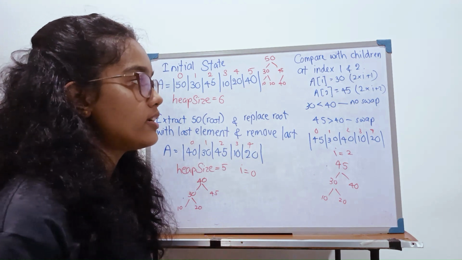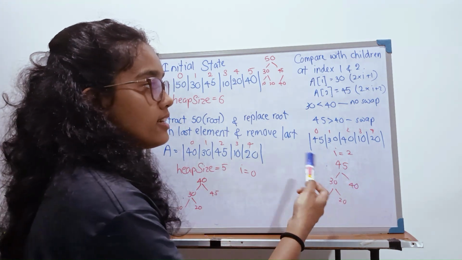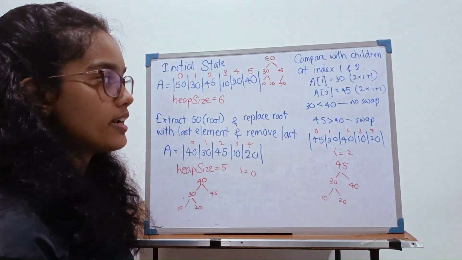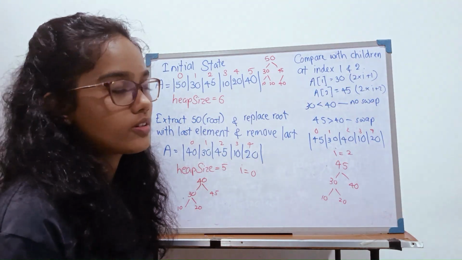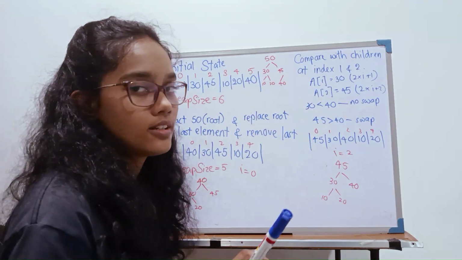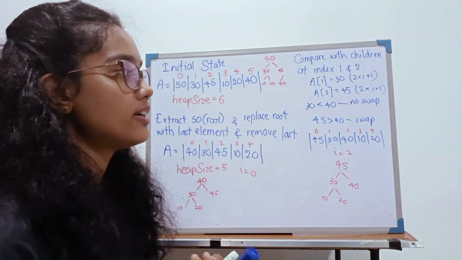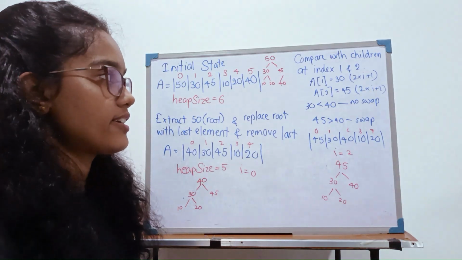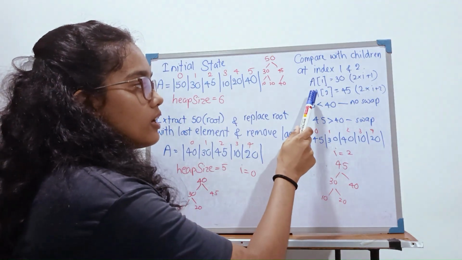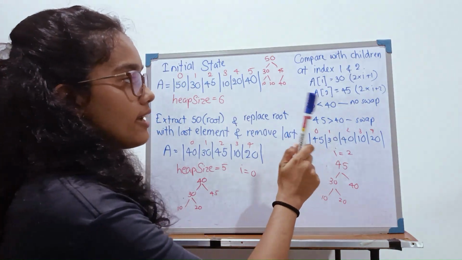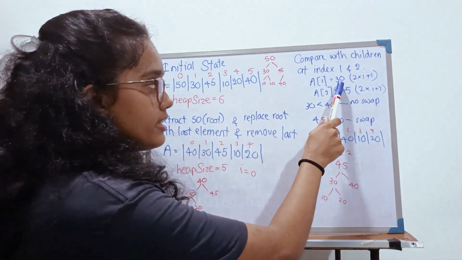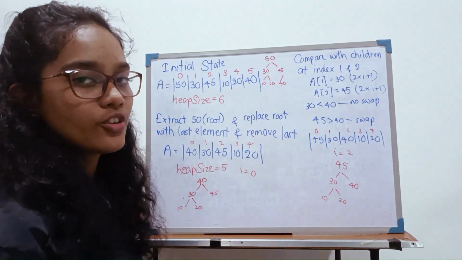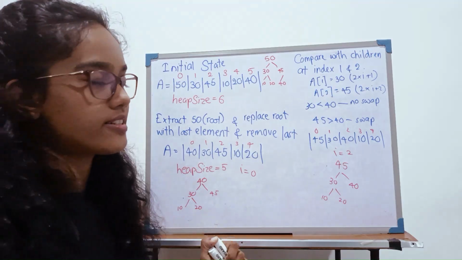As we discussed in the code, we are taking the left child and the right child like this. 2 into I plus 1 and 2 into I plus 2. 2 into I plus 1 gets us the left child index, and 2 into I plus 2 gets us the right child index. So right now our value of the element at index 1 is 30 and 2 is 45. Index 1 and 2 are the children of I now, 0th index.